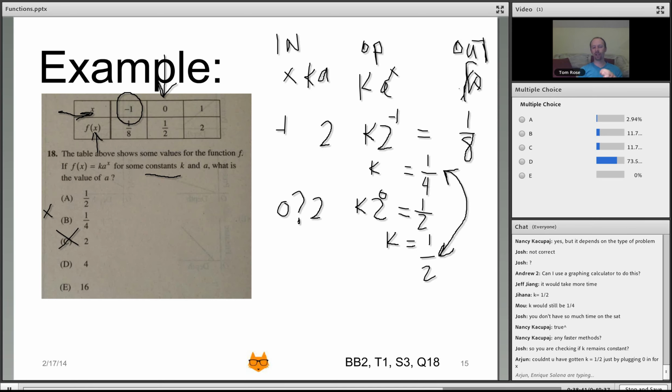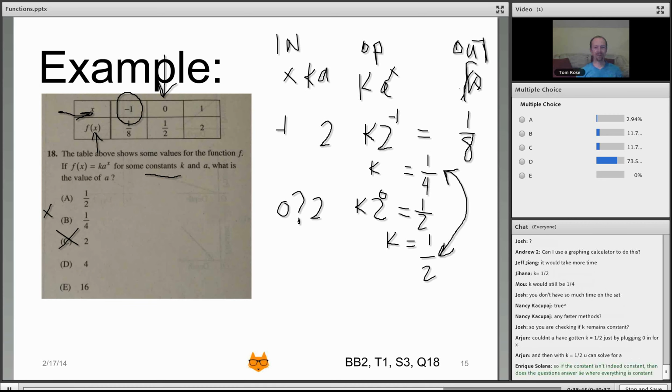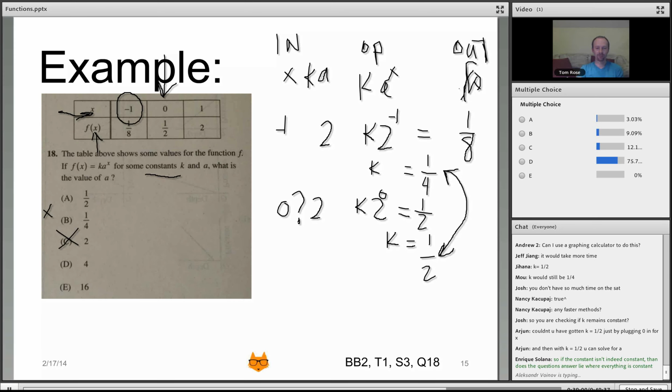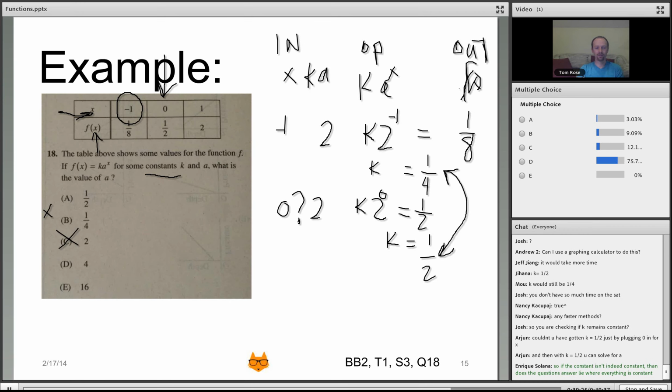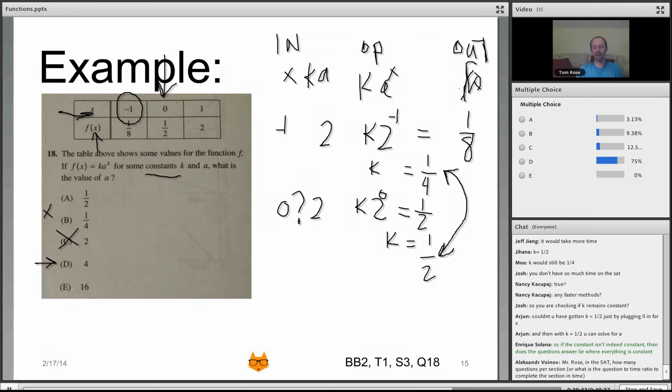Now I'm going to check my gut a little bit to try to figure out which one to pick next. And you can see in here that what we really want is for K to be a small fraction. Because when we go from 2 to the negative 1 to 2 to the 0, we go from 1/8 to 1/2. So this is a factor of 4, right? Going from 1/8 to 1/2, that's a factor of 4 jump. So let's try answer choice D for our A. Right, so when we go from negative 1 to 0, we'll get a factor of 4 jump.